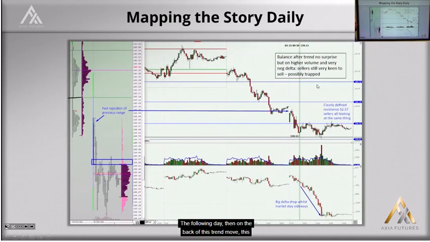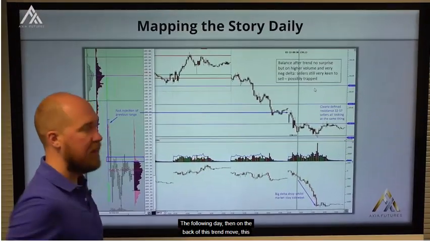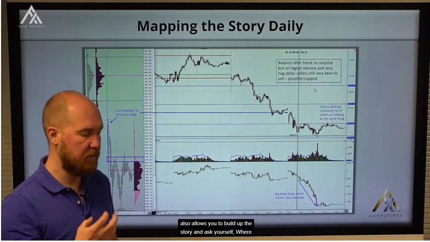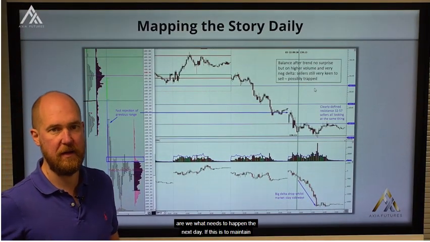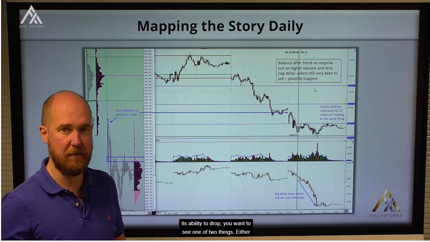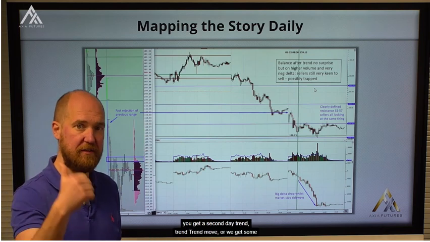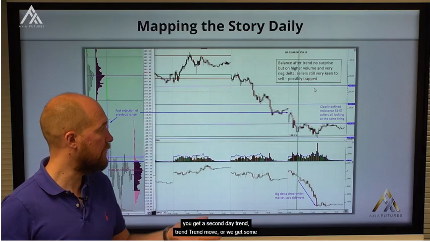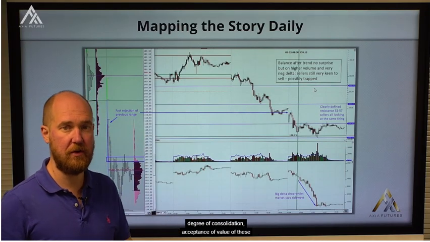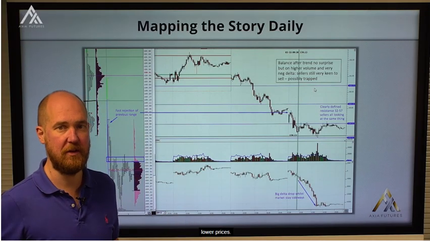The following day then, on the back of this trend move, this also allows you to build up the story and ask yourself, well, what needs to happen the next day? If this is to maintain its ability to drop, you want to see one of two things. Either you get a second day trend move, or we get some degree of consolidation, acceptance of value at these lower prices.